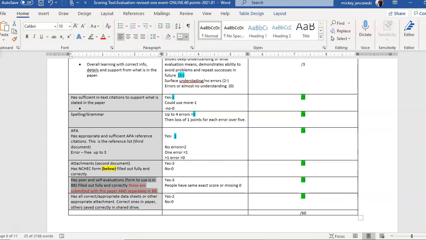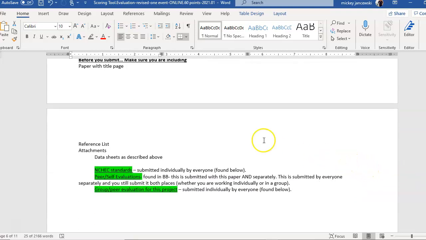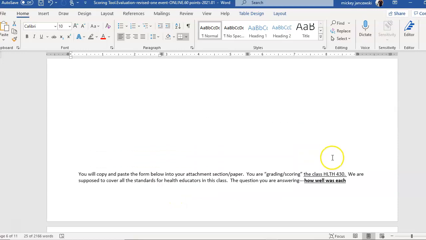If anything is in the narrative that I think gives away who wrote it, I change the wording a little bit, because the point of this is that you grow professionally from listening to your peers and their opinion of your work in the class. So the other document that's going to be part of, here it is. Before you submit, make sure you have a title page, a reference list, attachments, NCHEC standards, peer and self-evaluations, and then if you're doing a group project, the peer and group evaluation.